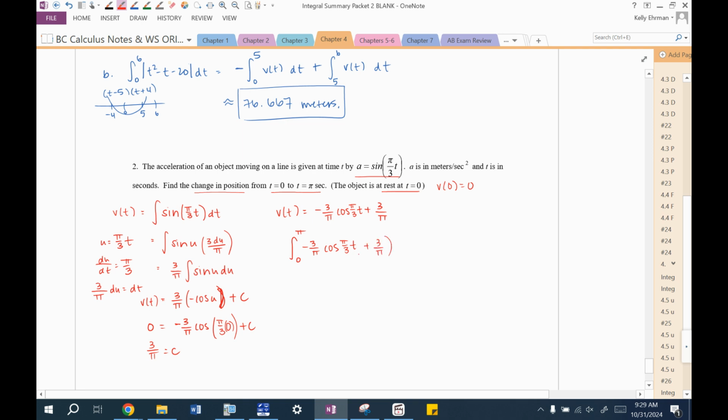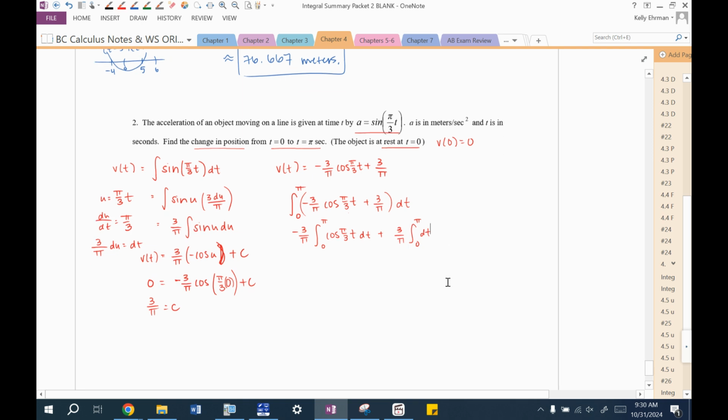For pi dt. Okay, let's do this one now. So this is, again, u sub is out here. So let's break this up. Negative 3 over pi times the integral from 0 to pi of the cosine of pi over 3t dt plus 3 over pi times the integral from 0 to pi of dt. I like breaking it up like this because I need u sub for this first part, but not the second part.